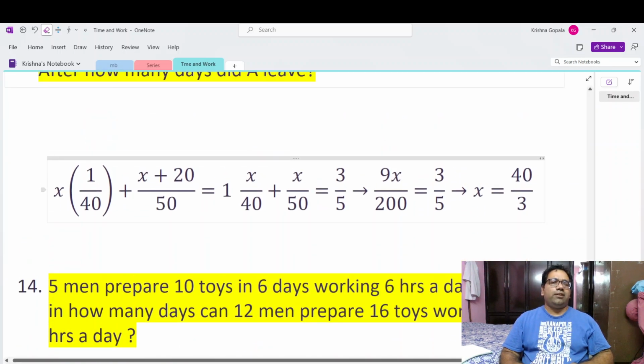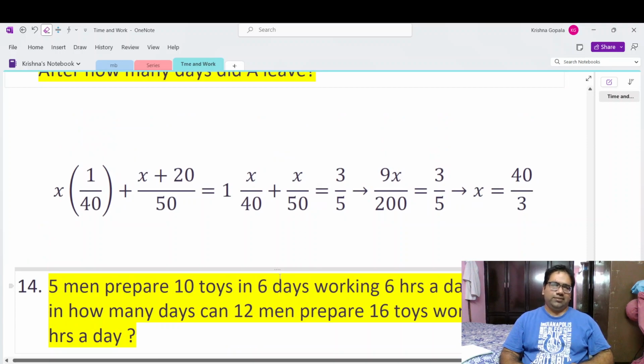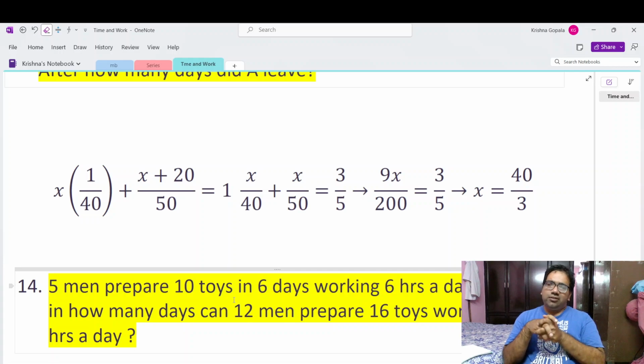Now, 5 men prepare 10 toys in 6 days, working 6 hours a day. In how many days can 12 men prepare 16 toys working 8 hours a day? Right, this is an interesting problem. First, we should understand the problem and try to write the equation. 5 men are preparing 10 toys in 6 days.